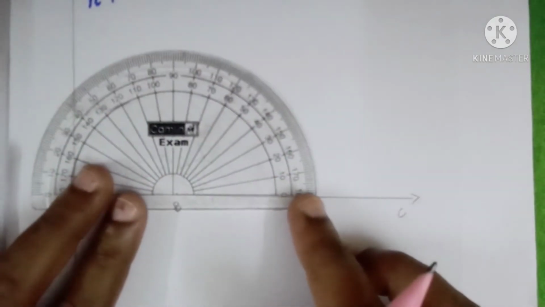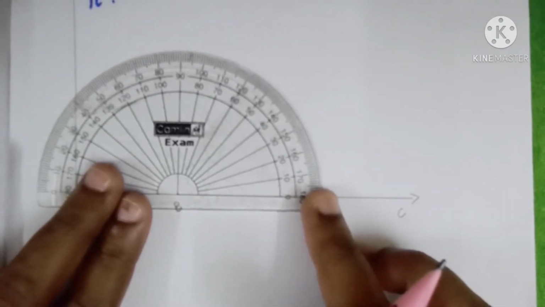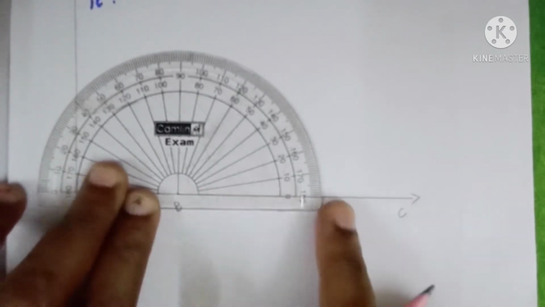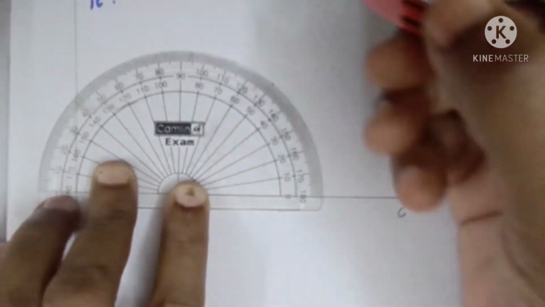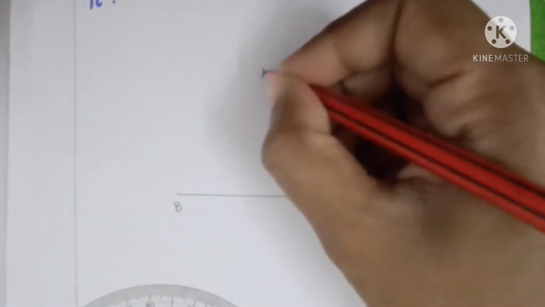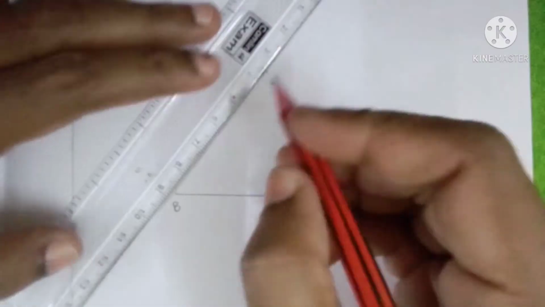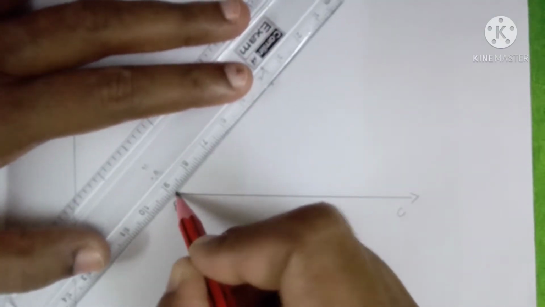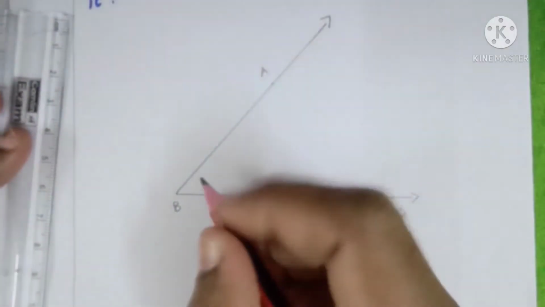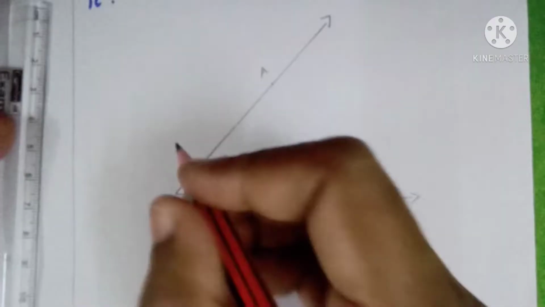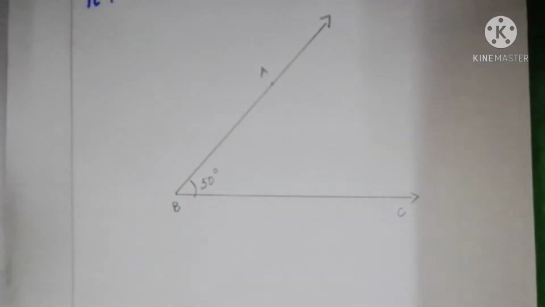Place the protractor at B and the baseline coincides along BC and measure angle 50 degree and mark it as A. Now join A and B. We get angle ABC is equal to 50 degree. Now we have to bisect it.